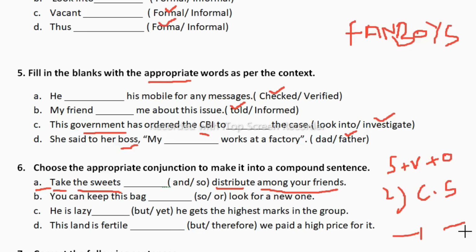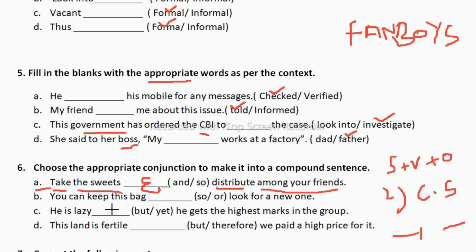In the complex sentence, one independent and one dependent clause is there. I will upload this video soon, and in that video I will explain it in detail. So let's try this one. You have to choose the correct coordinating conjunction; they will give you two options. Take the sweet, so distribute among your friends. We cannot take "so" here. We should take "and": distribute among your friends.